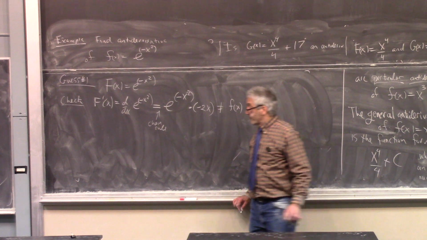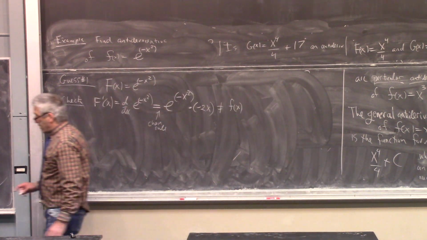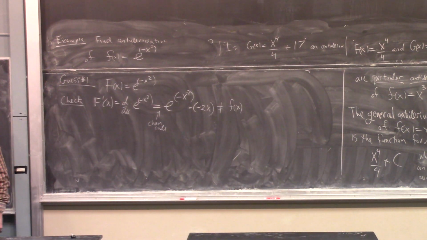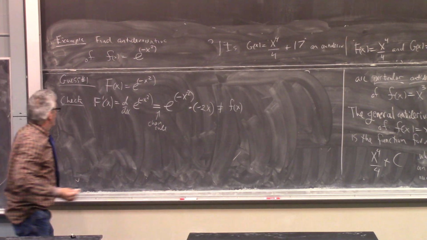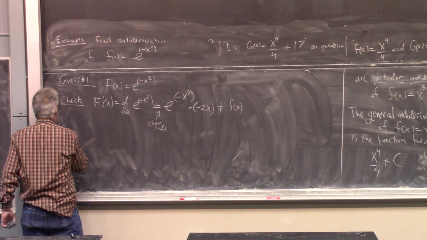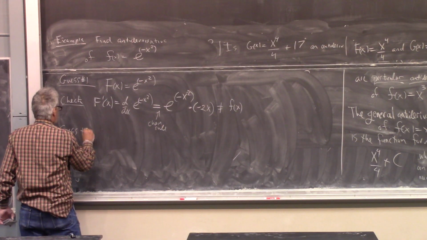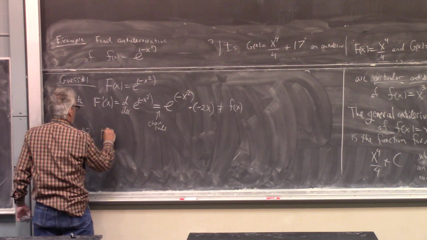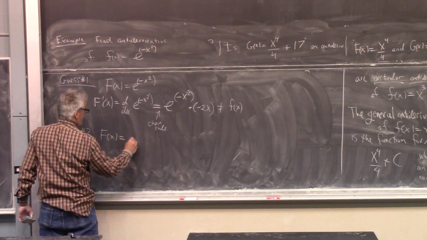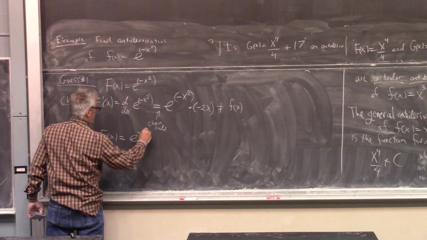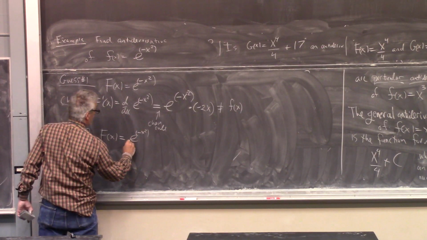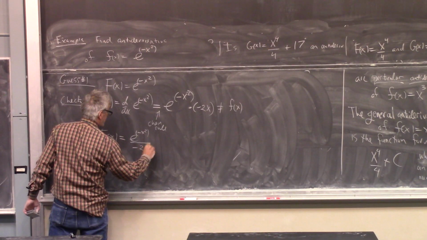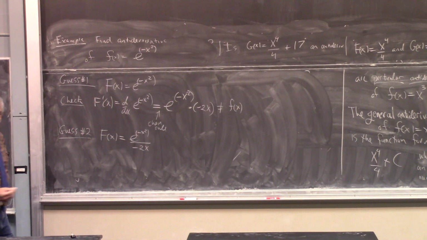Excellent. Jonah says, let's try this. Remember over here, we were off by a factor of k with the first guess, so the second guess we just divided by k, and that guess worked. So guess number 2, we're going to say capital F of x is the same exact thing, e to the minus x squared, but we are off by minus 2x, so divide by minus 2x. And let's check.